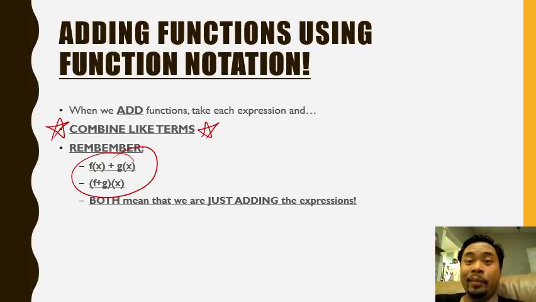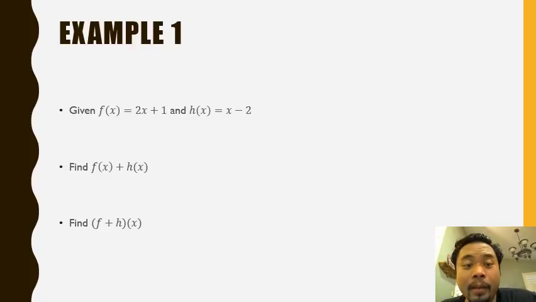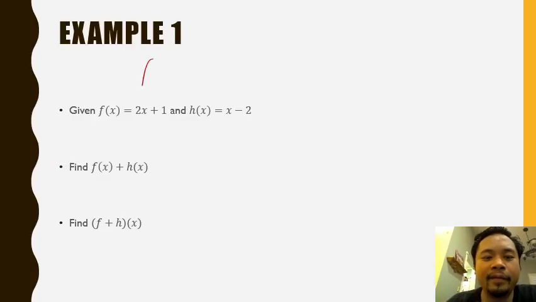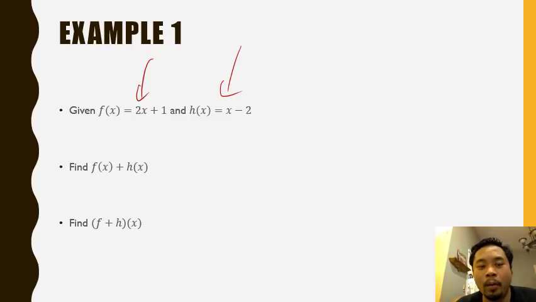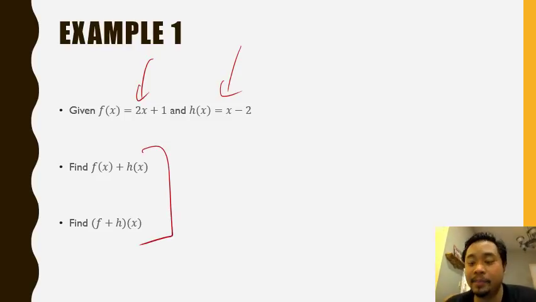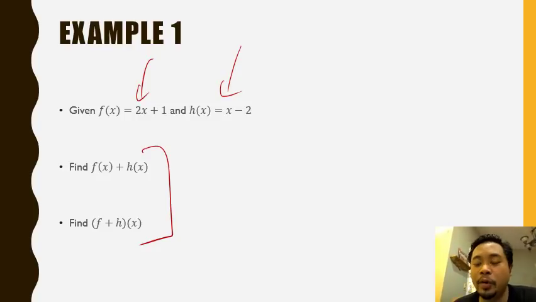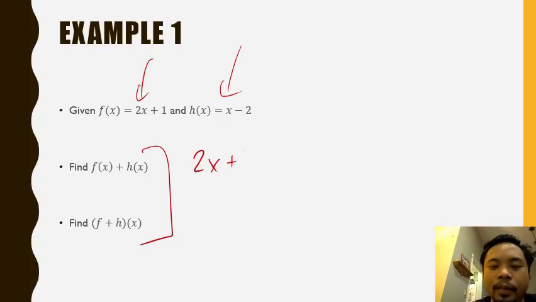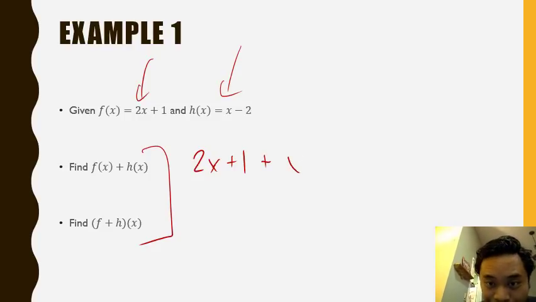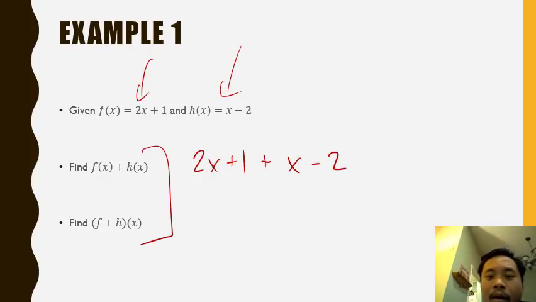So let's take a look at example number 1. So example number 1 is pretty straightforward. Here I've got 2 functions. One of them is called f of x, the other one's called h of x. And what I need to do is I'm looking to add them together. So here's all I need to do to add these 2 functions together to get one end function. So if I take f of x, which is just 2x plus 1, and I add it to my second function, which is h of x, which is x minus 2, all I need to do now is just combine some like terms.